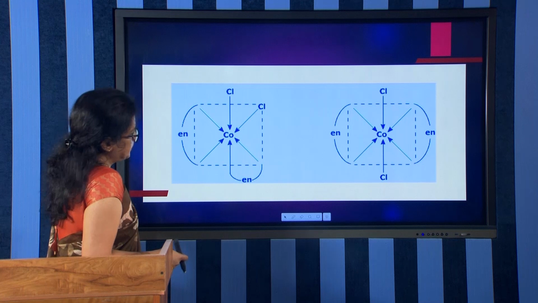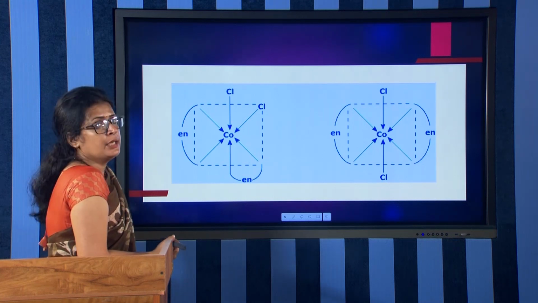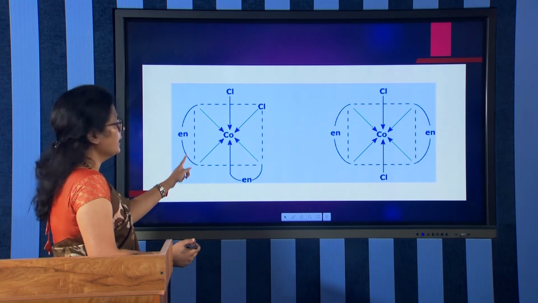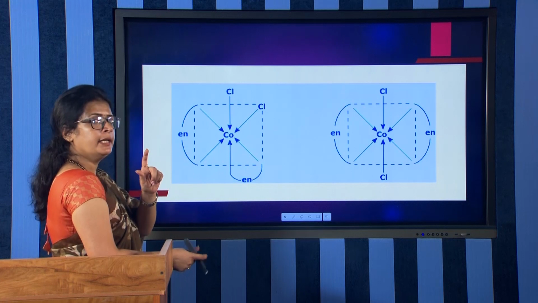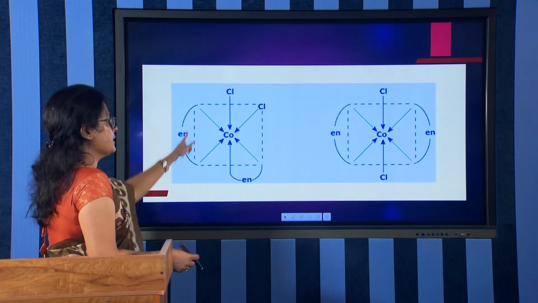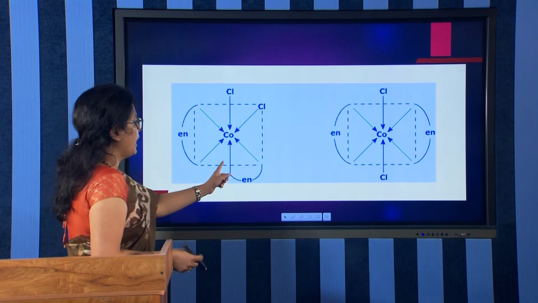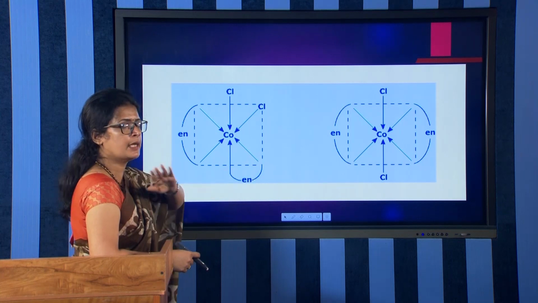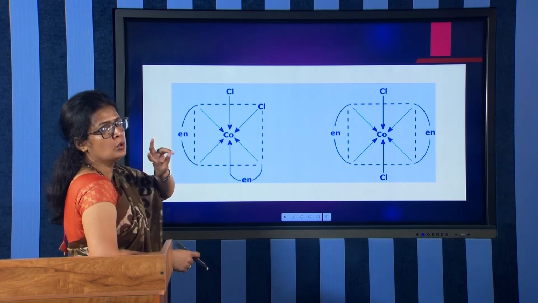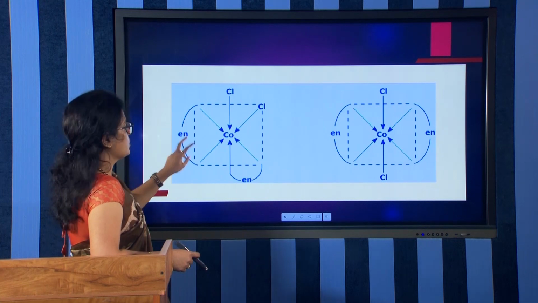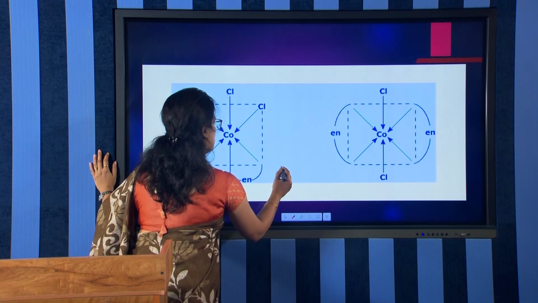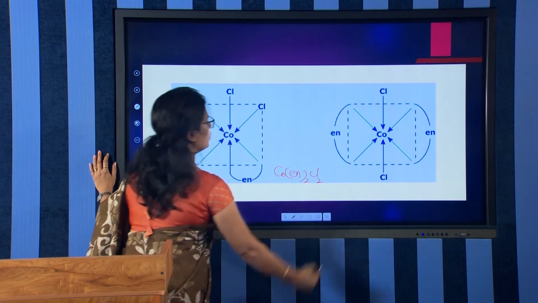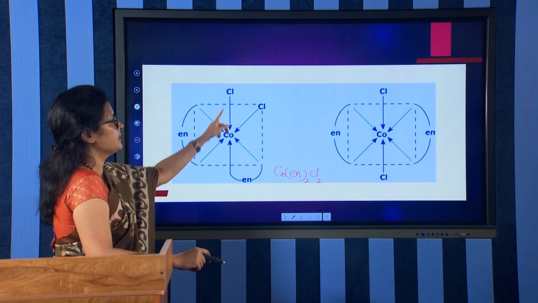See the example, it is Co(en) twice Cl2. Why is it shown like this? One ethylene diamine molecule has 2 donor sites, as shown here, and we have 2 ethylene diamine molecules here. So 1, 2, 3, 4 coordination sites are being filled, and now you have 2 chloride ions, which are the monodentate ligands. So it is Co(en) twice Cl2.